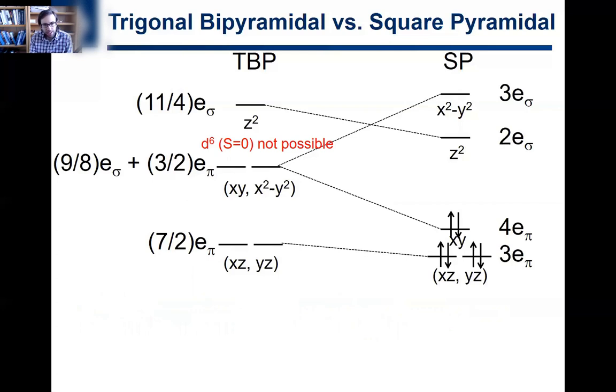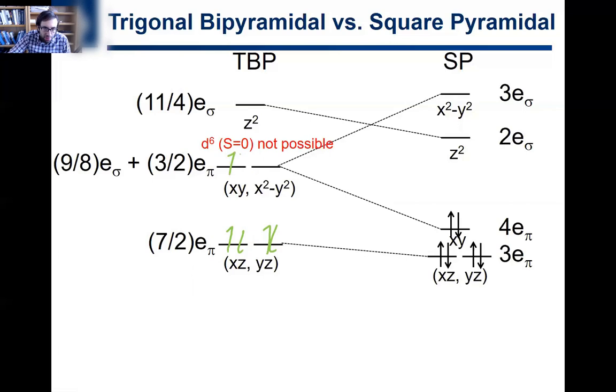d6 with a singlet state, actually only square pyramidal is possible in this state. And why is that? You can try to pair up the electrons here. So how would you do this? Well, you want to pair them up as much as possible because you're making a singlet. So you go, okay, boom, boom, pair. And then you have one here.